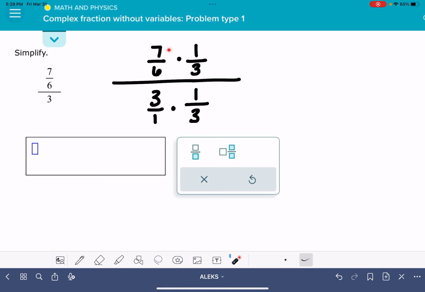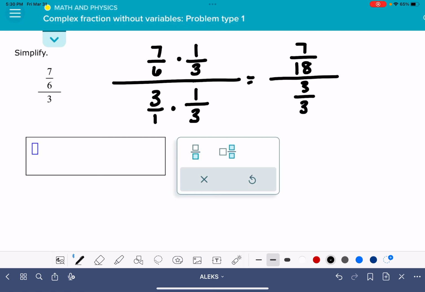When I'm multiplying fractions, I multiply the numerator straight across, I multiply the denominator straight across. So 7 times 1 is 7, and 6 times 3 is 18. That's the top of my fraction. And then for the bottom, I have 3 times 1 over 1 times 3. 3 over 3 simplifies down to just 1. And therefore, we have just gotten rid of the whole entire bottom part of this fraction. So 7 over 18ths over 1 is just exactly the same thing as 7 over 18.